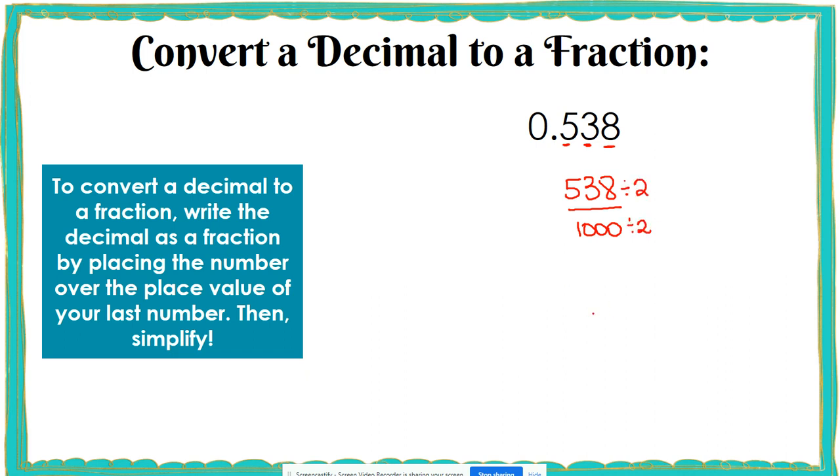When I divide 538 by 2, I get 269. And when I divide 1,000 by 2, I get 500. Looking at this, I don't see any factors that these two numbers have in common. So 0.538 is the same as 269 over 500.